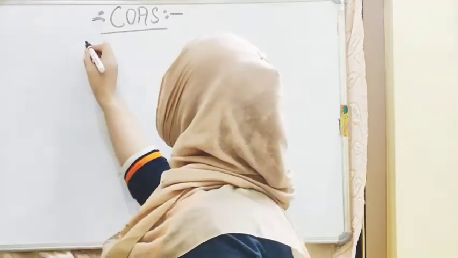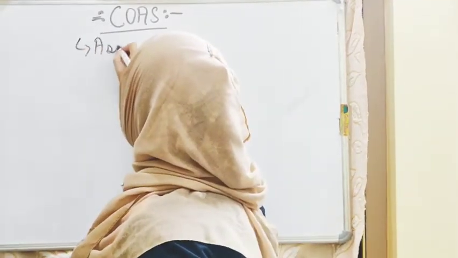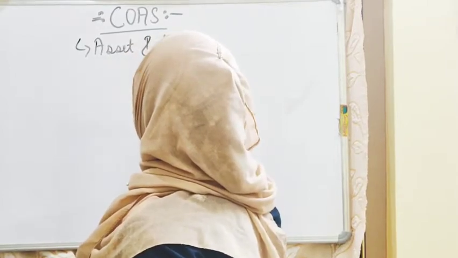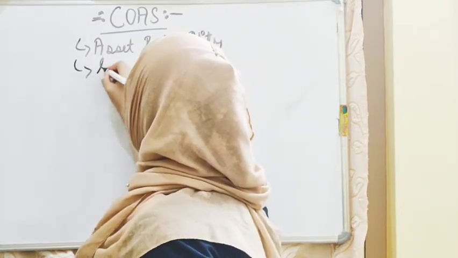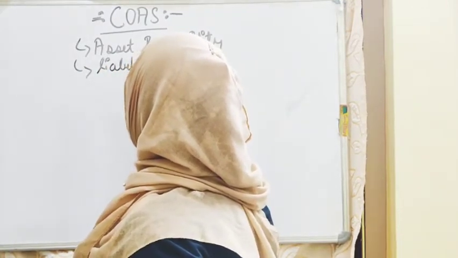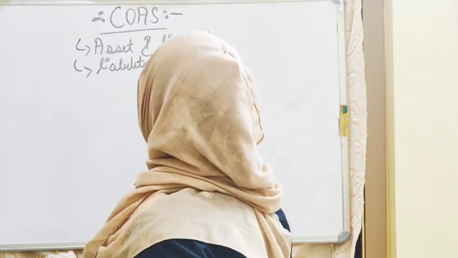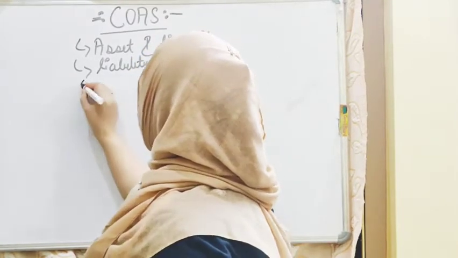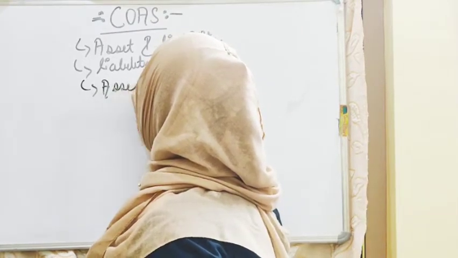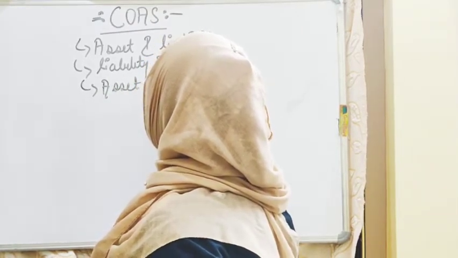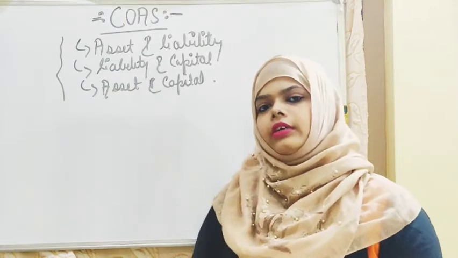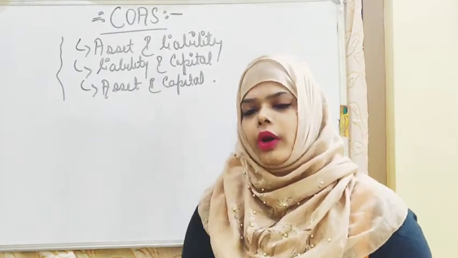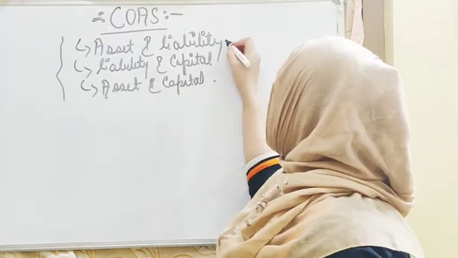What are the any two elements of the accounting equation? That is either asset and liability, either liability and capital, or either asset and capital. So these three are the basic categories of transactions affecting any two elements. We will learn the first one, asset and liability.